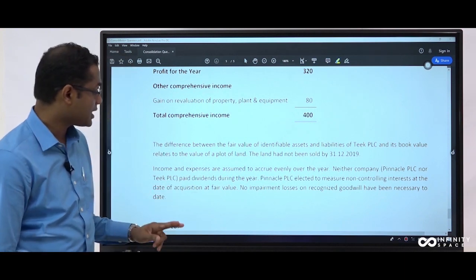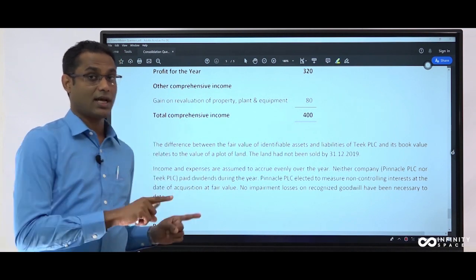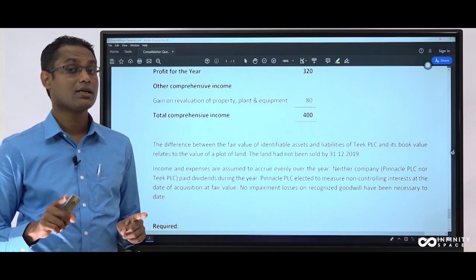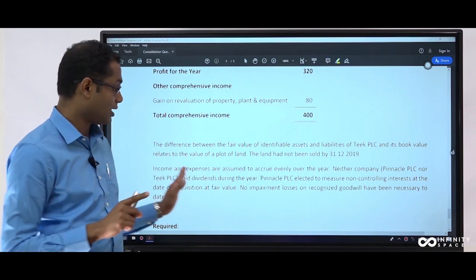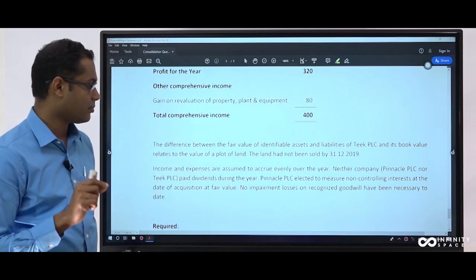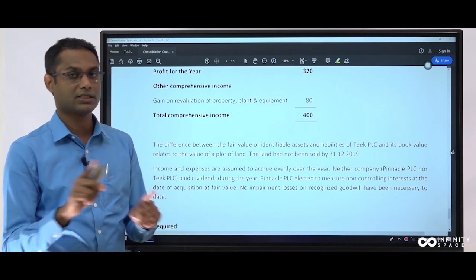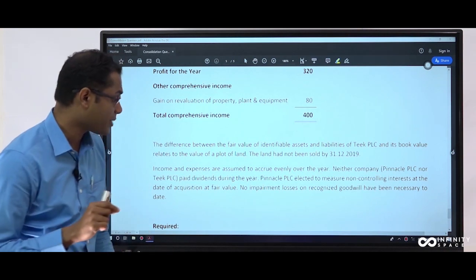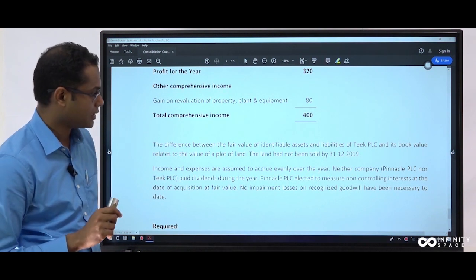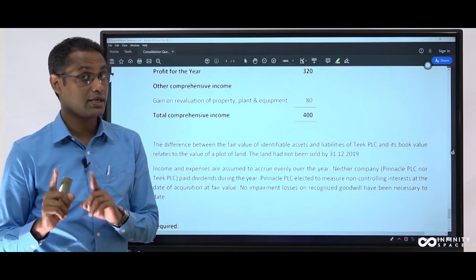Then finally, income and the expenses are assumed to accrue evenly throughout the year, because here in the first 9 months Teak PLC was an associate, and in the last 3 months it was a subsidiary. So you have to take these numbers, especially the income statement and the other comprehensive income items, and time apportion them, because first 9 months is equity accounting, last 3 months is consolidation. Income and expenditure are assumed to accrue evenly over the year. Neither company, Pinnacle PLC nor Teak PLC, paid dividends during the year.